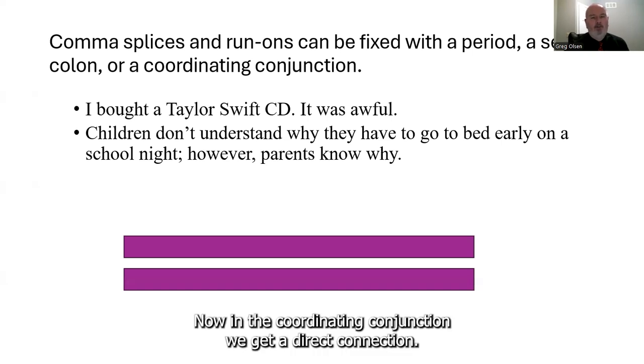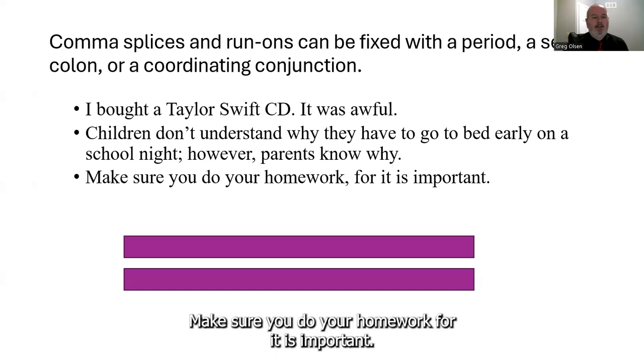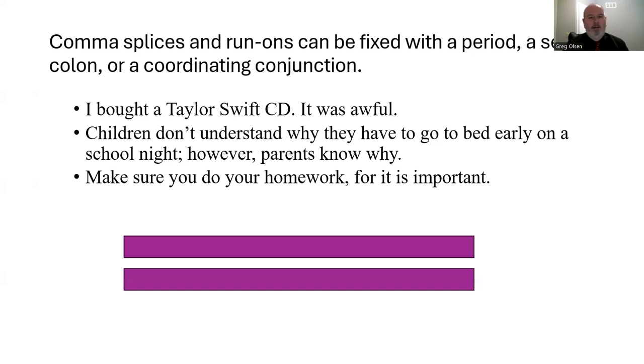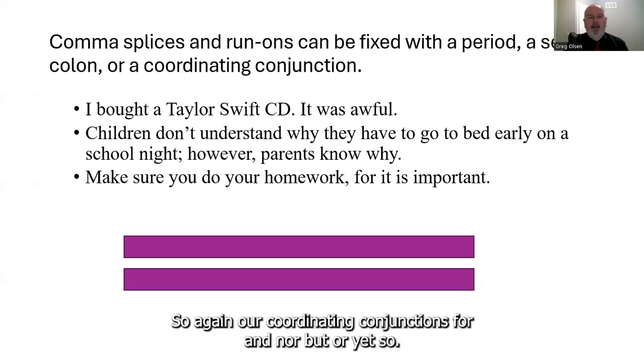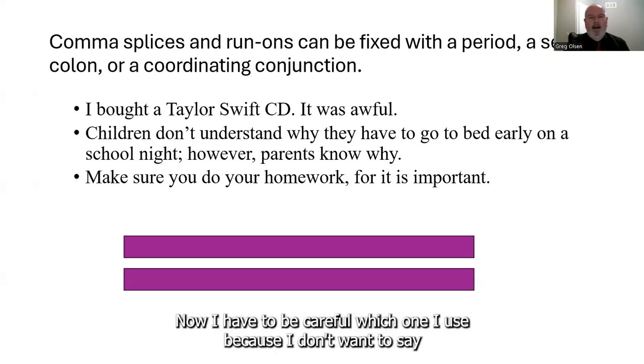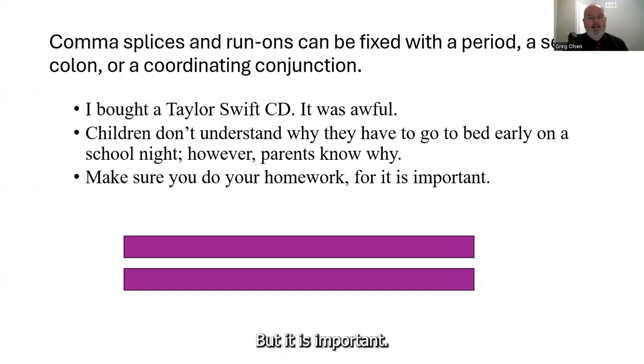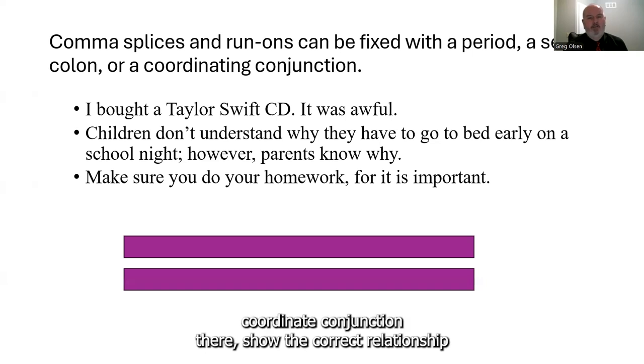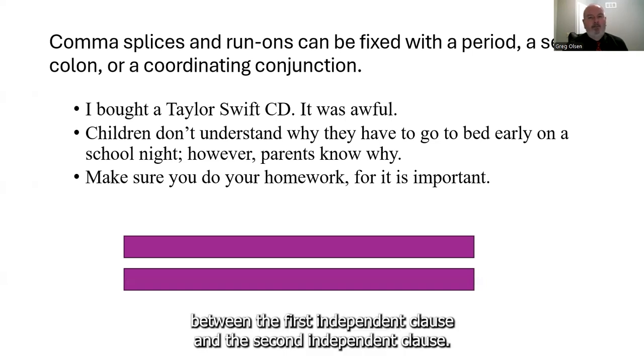Now, in the coordinating conjunction, we get a direct connection. Make sure you do your homework, for it is important. So we're seeing a cause and effect, or we're seeing some type of relationship with that word for. Okay, so again, our coordinating conjunctions: for, and, nor, but, or, yet, so. Now I have to be careful which one I use, because I don't want to say, make sure you do your homework, but it is important. Or make sure you do your homework, yet it is important. I want to make sure I'm using the right coordinating conjunction to show the correct relationship between the first independent clause and the second independent clause.